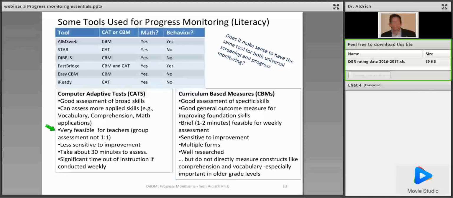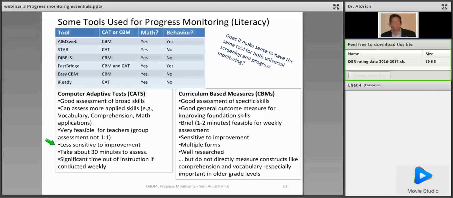They're very feasible for teachers because in 30 minutes or 60 minutes, a whole classroom goes on the computers. The data is collected. There's no one-on-one assessment with computer adaptive tests. Teachers don't really need to be trained to conduct these, so there's a real allure there.